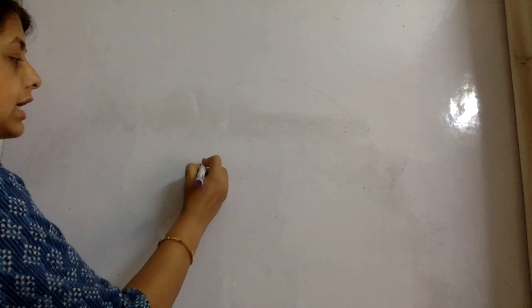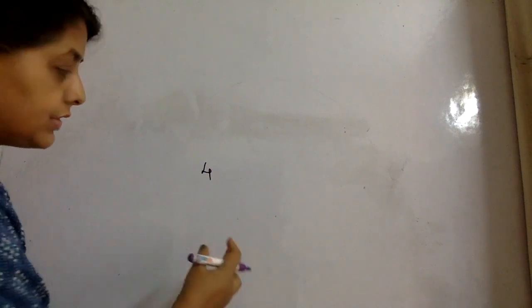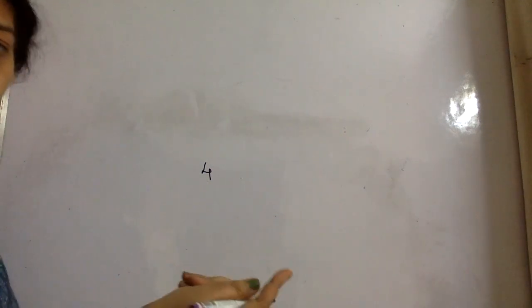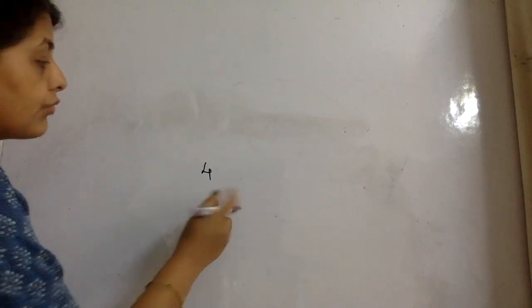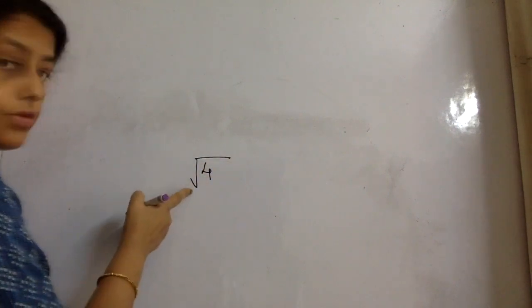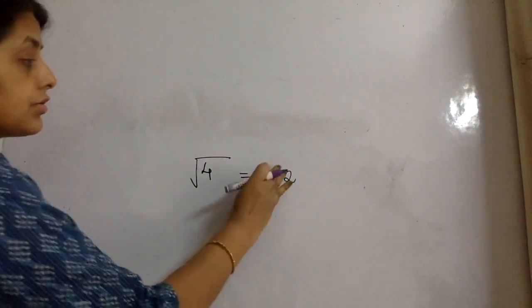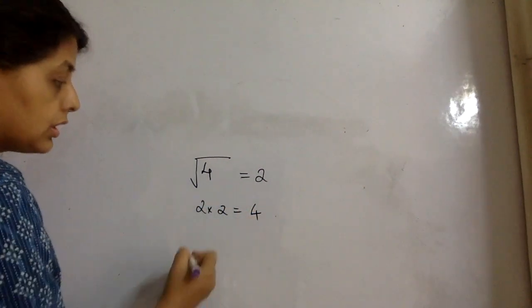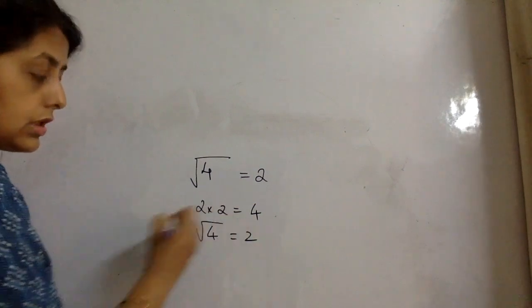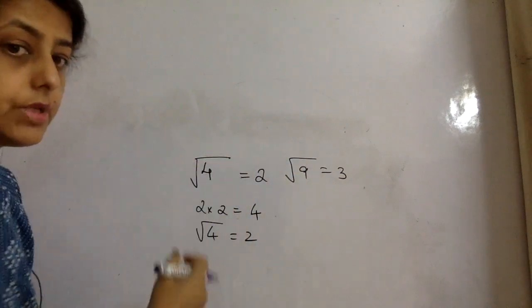What exactly is square root? If I have the number 4, and I am asked to find the square root of this number, then the square root is that number which was multiplied with itself to give you this number. So the square root of 4 is 2, because 2 into 2 is equal to 4. Similarly, for 9, the square root of 9 is 3 because 3 into 3 has given me a 9.